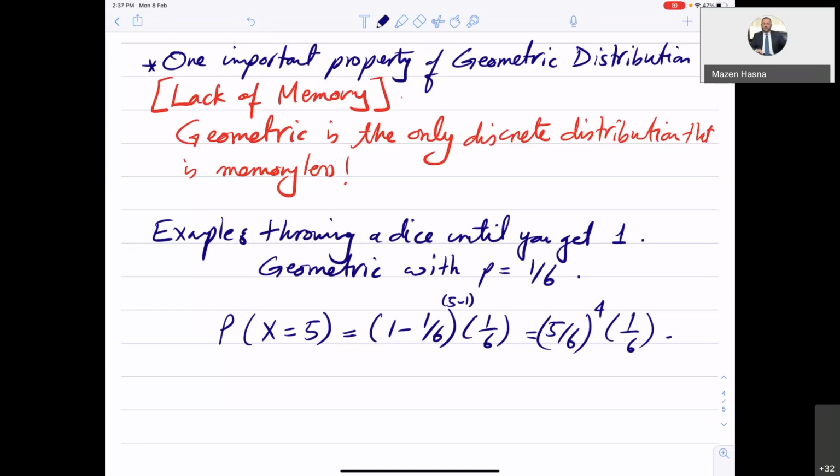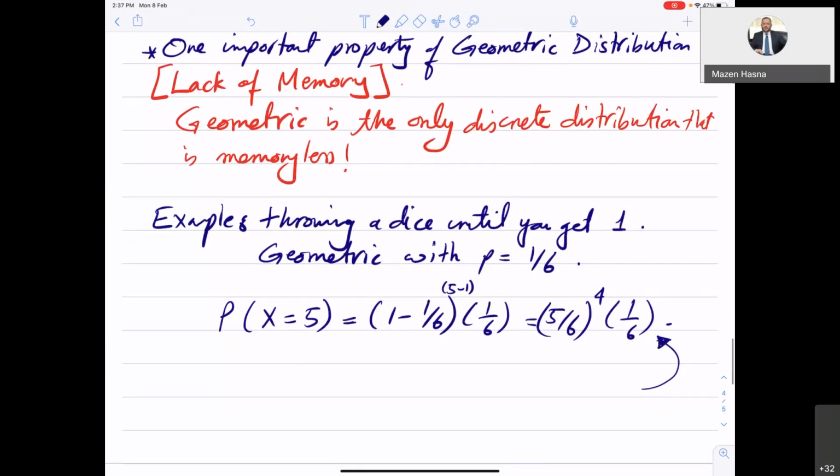Okay? So you did already 2 trials, and you did not get 1. So now I will ask you, what's the probability that you will get 1 in 3 trials? After 3 trials, from that point of time. So you already did 2, and now I'm asking you, what's the probability that you will get 1 in the 3rd trial? Is it the same probability that you will get 1 in the 5th trial from the beginning?